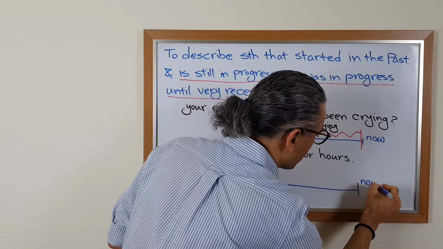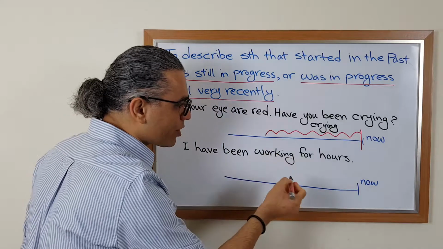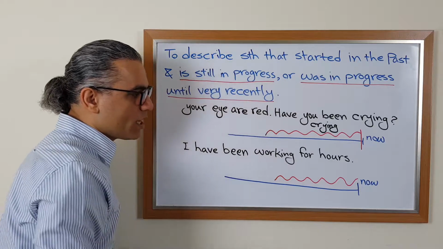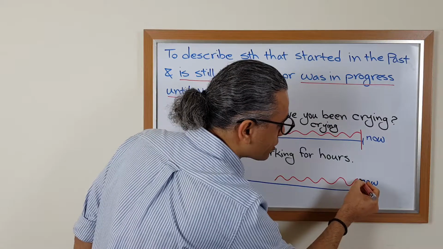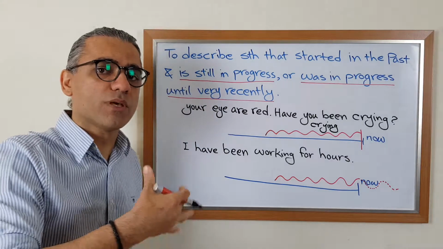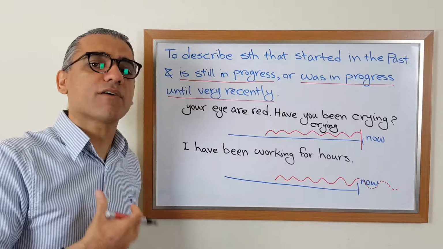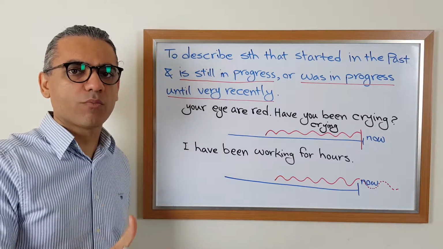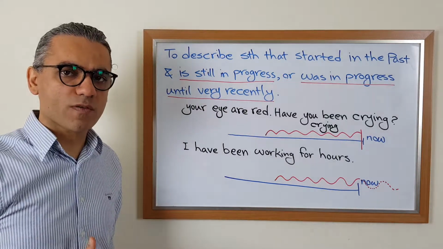Again, this is the present moment or the present time. So it says I have been working for hours. Let's say this is working and this is the present moment. Sometimes we don't know if the action is finished or not. That is why for the continuation of the action we show the timeline with a dashed line, because it might be still going on. Sometimes we say I have been working for hours and I still have a lot to do. So we know that the action is not finished. It is still in progress. These are the two main cases when we use present perfect continuous in English.